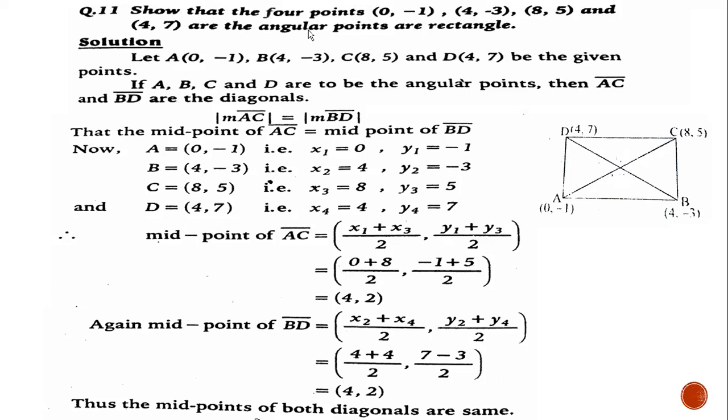Hasnan? Yes, sir. Listen to this question carefully. Question number 11: show that the 4 points (0, -1), (4, -3), (8, 5) and (4, 7) are the angular points of a rectangle.